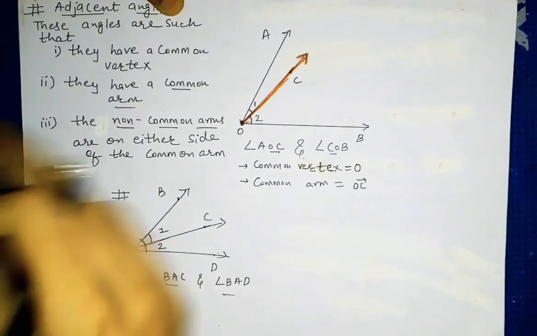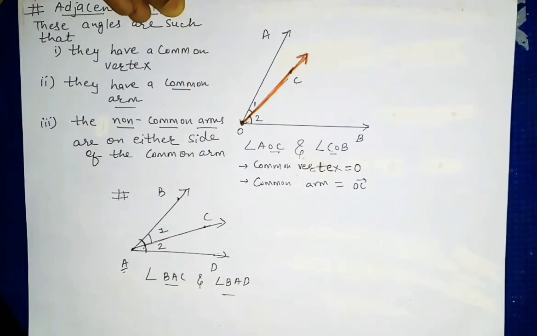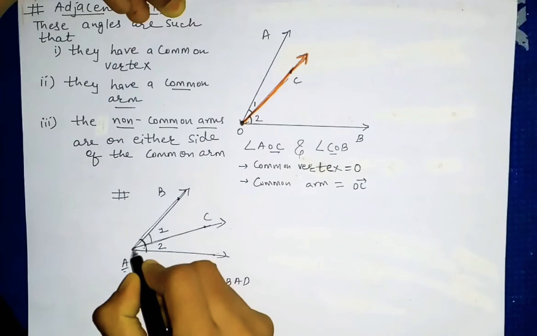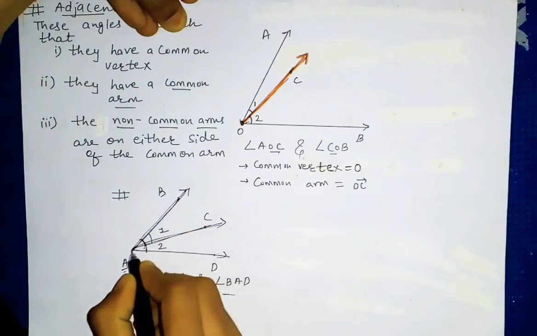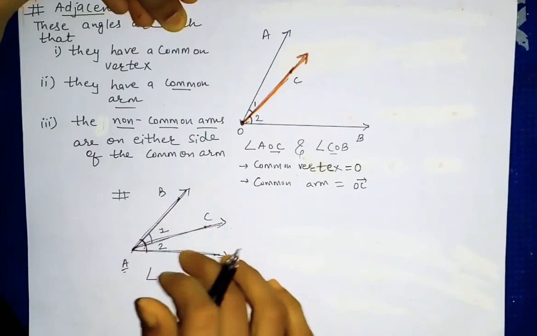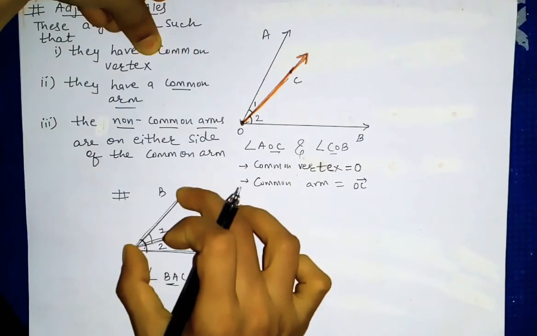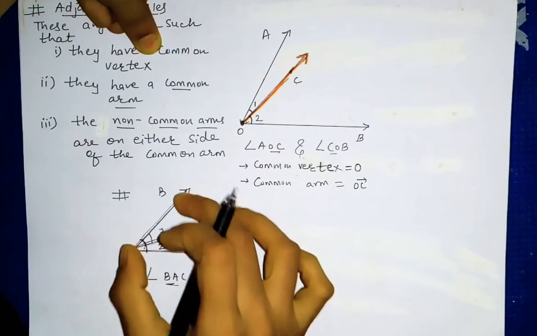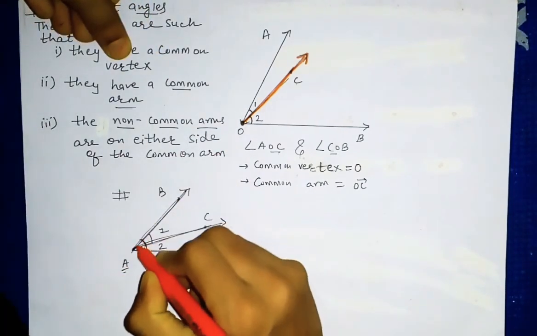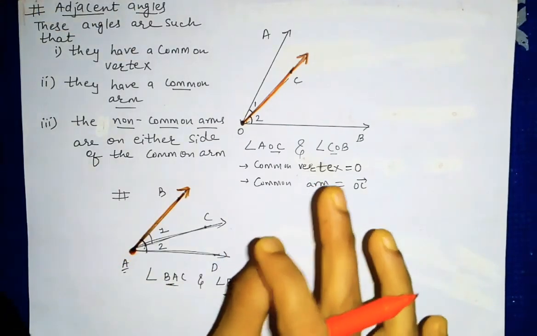Now they are telling common arm. Let us check whether a common arm is there. If you talk about angle BAC, B, A and C means this part. And if you talk about BAD, B, A and D, so this part. In both, can you see any common arm? Yes, BA and BA, this first ray, is common. So BA is the common arm. Let us mark it. The common arm is BA and the common vertex point is A. So two conditions are satisfied.